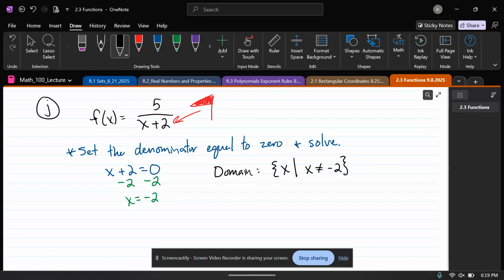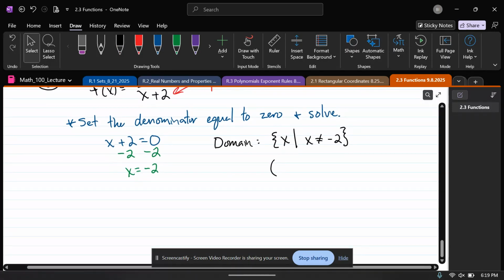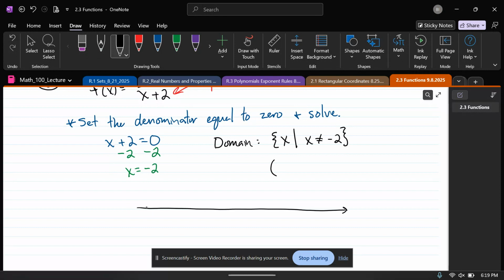Now, in interval notation, the way that works is you're going to tell what numbers are being used and jump over the negative 2. So the best way that I can explain this, I think, is with a number line. So I'm drawing a little number line. I'm going to put negative 2 in the middle. Okay? Out here is negative infinity. Up here is positive infinity. So I've got negative infinity on the left.